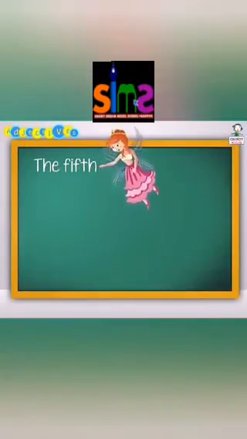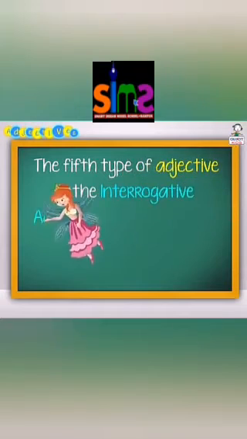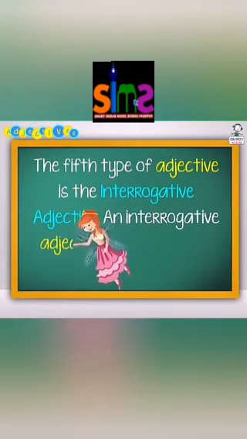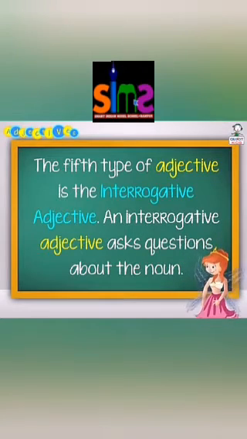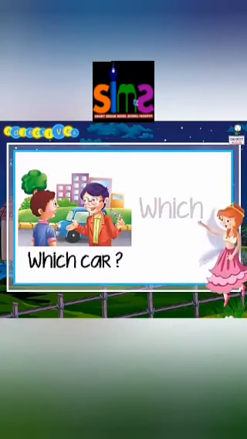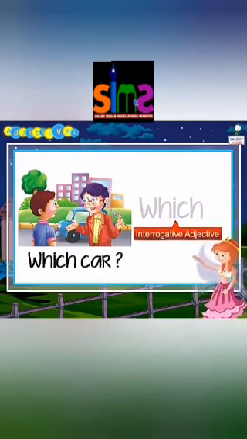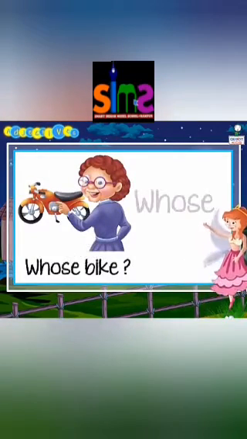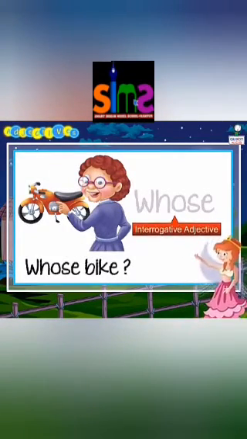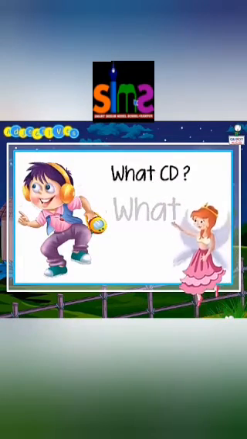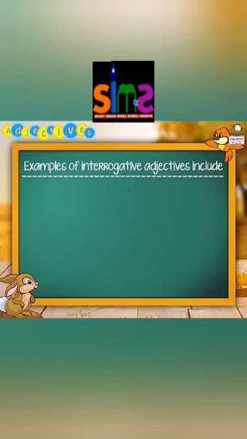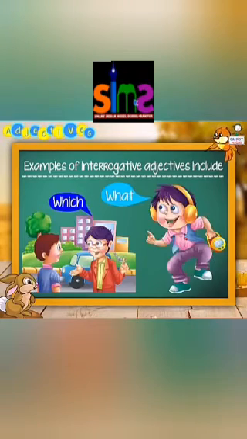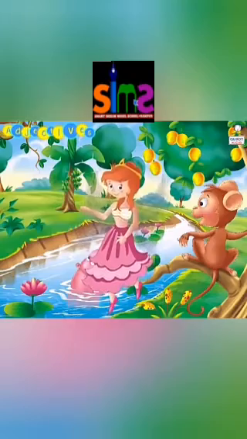Welcome friends. The fifth type of adjective is the interrogative adjective. An interrogative adjective asks questions about the noun. Which car? Which is interrogative adjective. Whose bike? Whose is interrogative adjective. What CD? What is interrogative adjective. Examples of interrogative adjectives include which, what, whose.